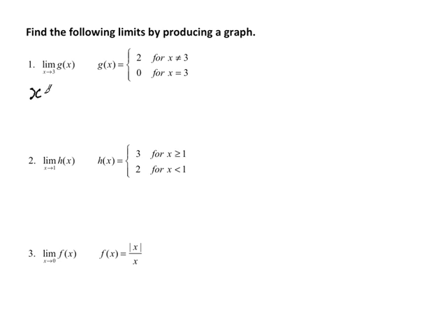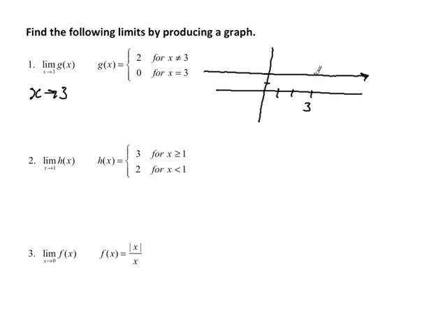This actually says the limit as x approaches 3 of g of x, where g of x equals 2 for x not equal to 3 and 0 for x equals 3. Okay, so let's draw a graph of this. Here's my xy axes. Now it says that g of x equals 2 for x not equal to 3. So here's 1, 2. So that's a horizontal line everywhere at 2, except when x equals 3.